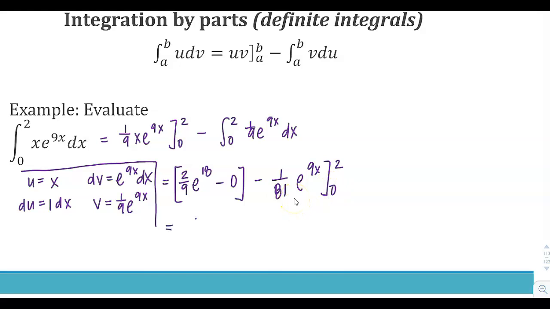So the first part is 2/9 e to the 18 minus, I'm going to keep parentheses, I have 1 over 81 e to the 18. And this time plugging in 0 doesn't give me 0 because there's no x, that's one of the pieces of the product. So if I plug in 0, I get minus 1 over 81 e to the 0, which is just 1. So minus 1 over 81.